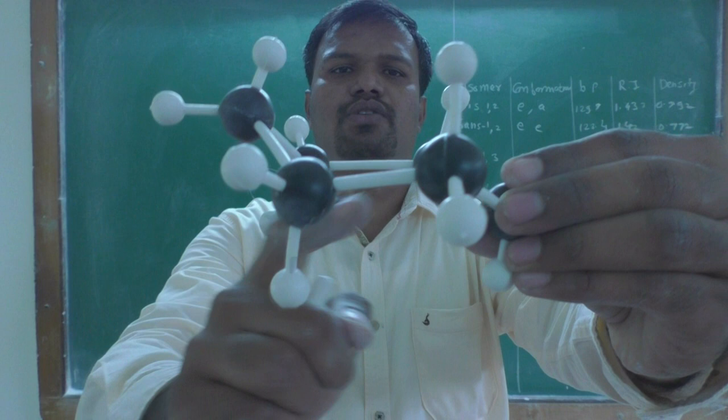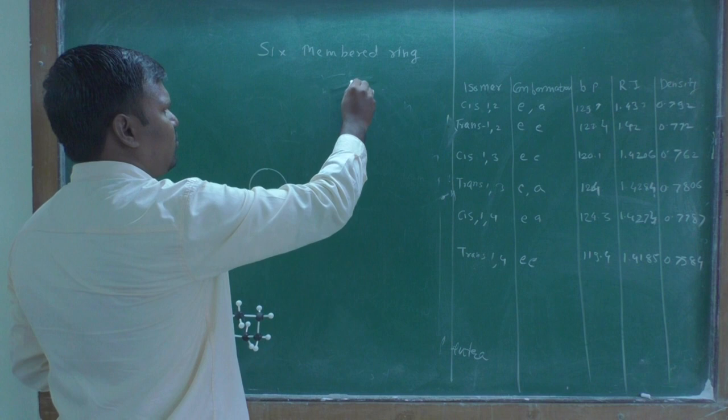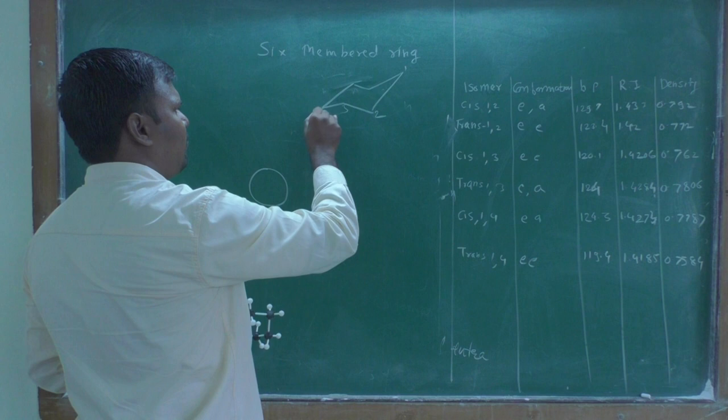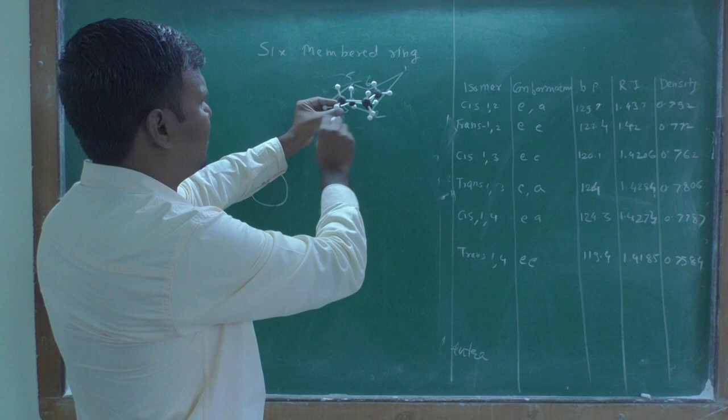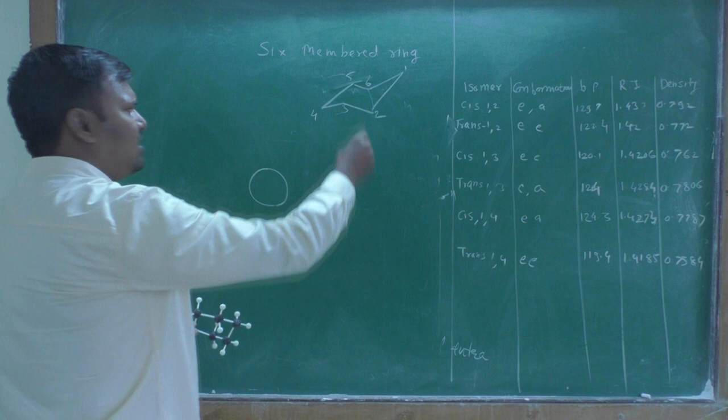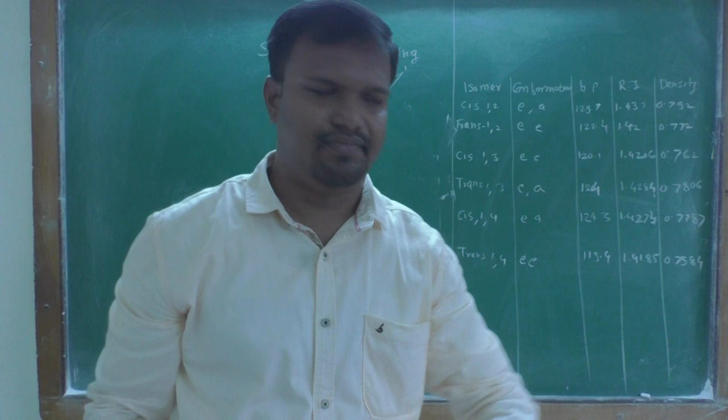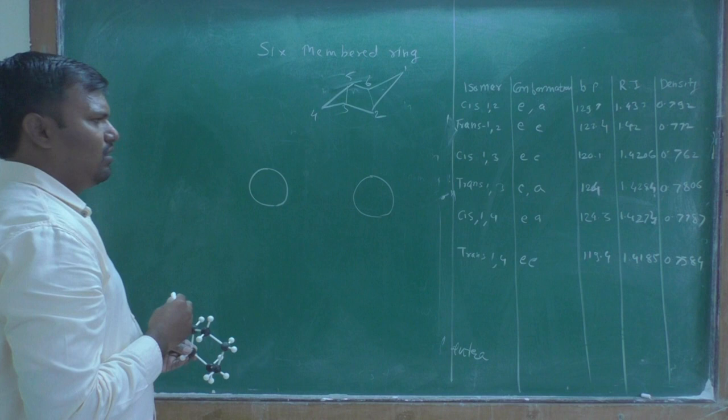If you give the naming 1, 2, 3, 4, 5, and 6, your chair form is like that. You find that the first carbon and fourth carbon overlap, 6 and 2 overlap, and 5 and 3 overlap. Like that, this is eclipsing and this is eclipsed. It looks like that.